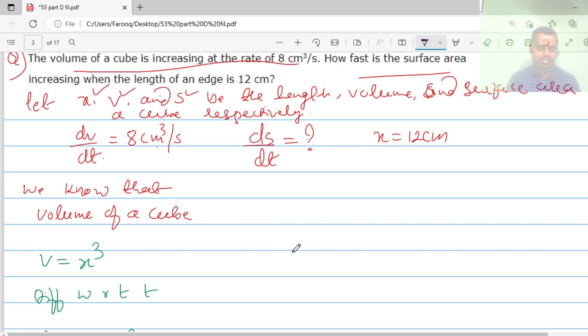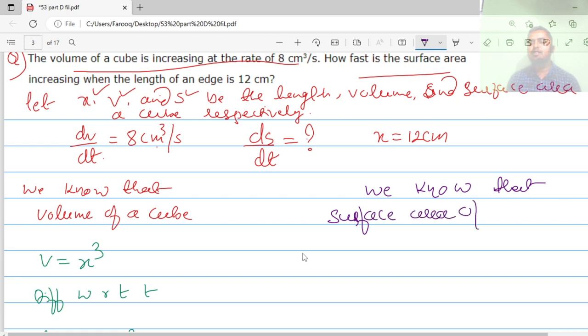Now come to what we have to calculate here: the surface area of the cube. We know that the surface area of a cube, S, is equal to 6x square.